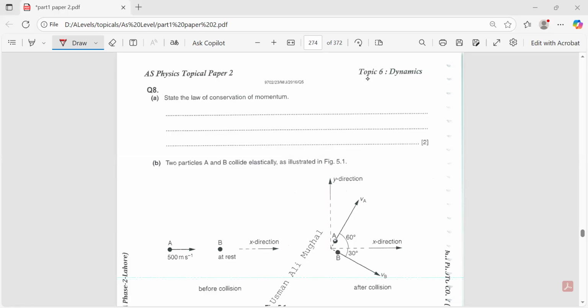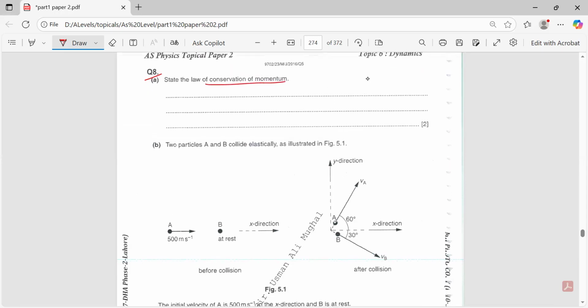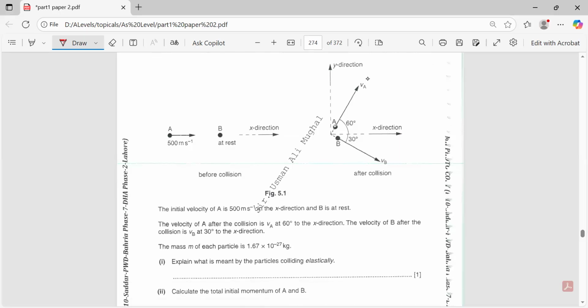So again, question number 8 says, state the law of conservation of momentum. We have already studied its multiple statements: in an isolated system, the total momentum before collision is equal to total momentum after collision. Or you can say that in an isolated system, the momentum lost by one body is equal to the momentum gained by another body. Or in an isolated system, the total momentum of the system remains constant. So whatever wording you like, you can choose it.